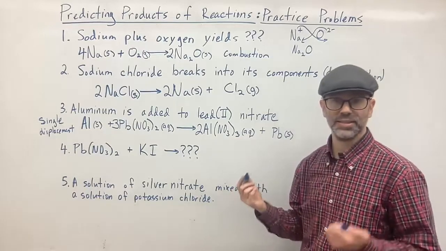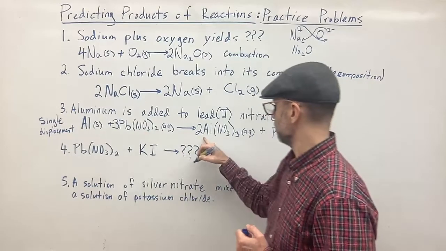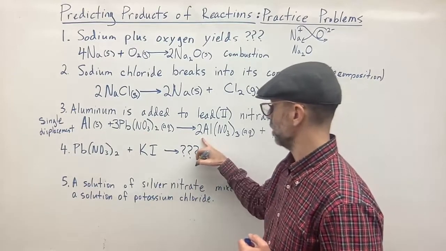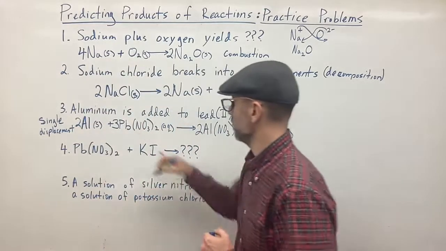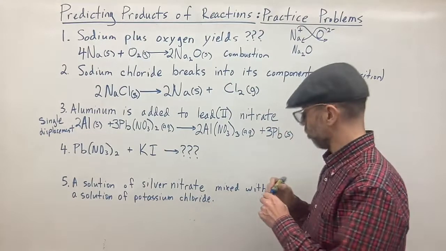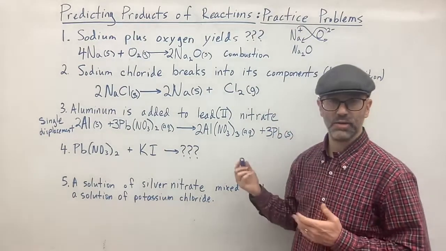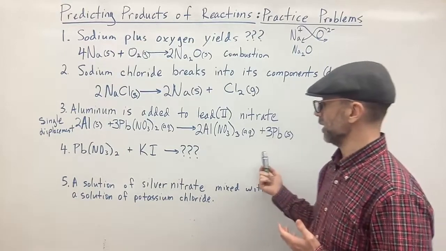So now I have balanced nitrates, but my aluminum and my lead is unbalanced. So I have 2 aluminum here, so I should put a 2 here for the aluminum. I have 3 lead here, so I should put a 3 here for the lead. And now everything is balanced. Okay, so what do I do from here?